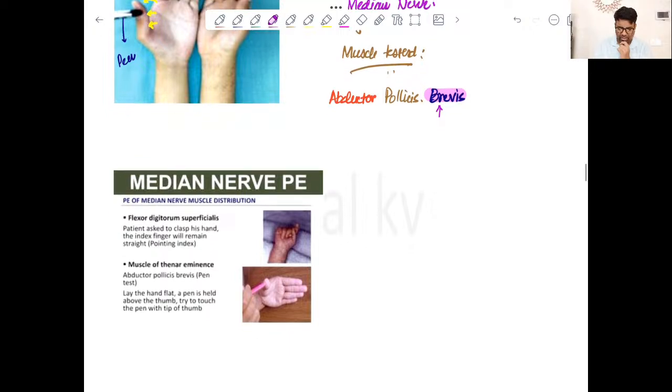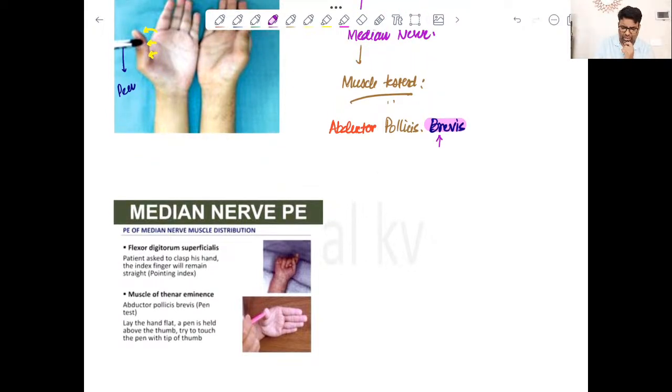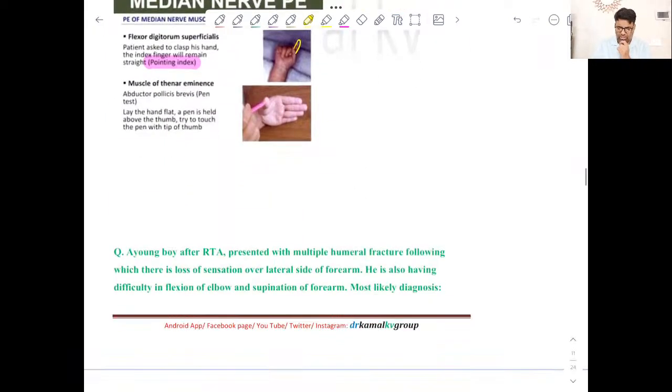And I think everyone must know the pointing index, which is one more classical clinical sign of median nerve palsy. If you tell the patient to make a fist, the index finger remains straightened or extended, and that is the classical pointing index. Chalo. Next question.